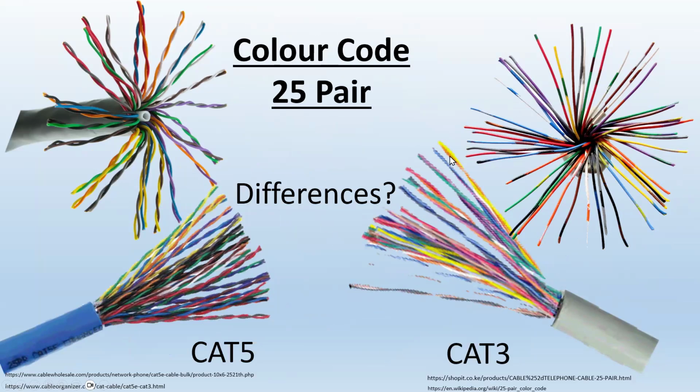Now, here is Cat 3. You see that there is a bit of a twist, but not as much. Usually with the 25 pair cable, you're going to see Cat 3 cable, which is the telephone cable. There are some Cat 5, Cat 5E, or Cat 6 25 pair cables, but they're not being used as much. However, you might encounter a situation where you have to use one of those. You can see the twist is much tighter on those.